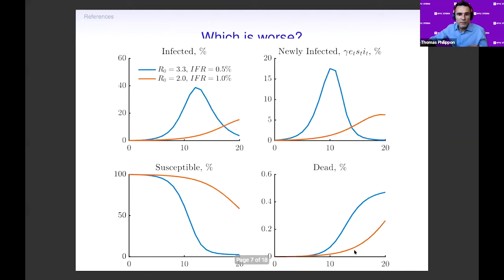In the medium term, if you have a high R, it's like time is going super fast, because the thing is spreading so much more quickly if R naught is 3.3 than 2, that it's going to peak much earlier. In fact, the blue scenario peaks after 10 weeks.